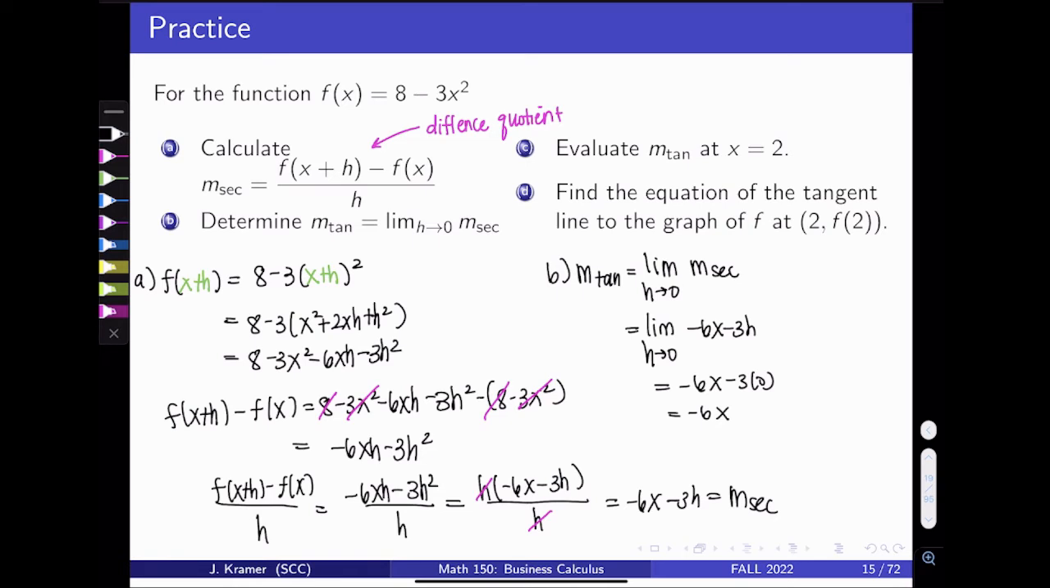For part C, this is the slope of the tangent line, but we could also say that f prime of x equals negative 6x. Part C tells us to evaluate the slope of the tangent line when x equals 2. I'll be doing that on the next page.